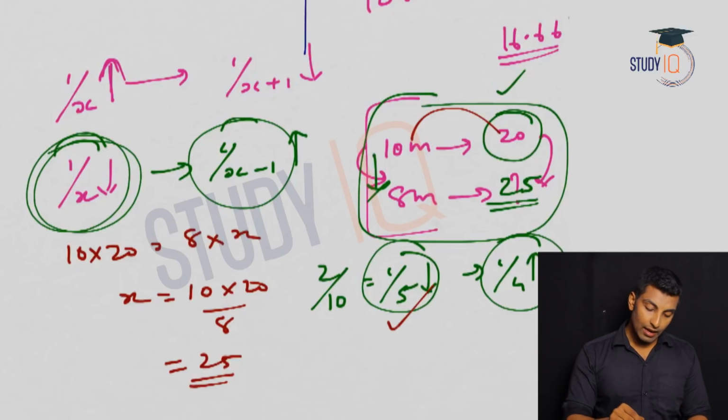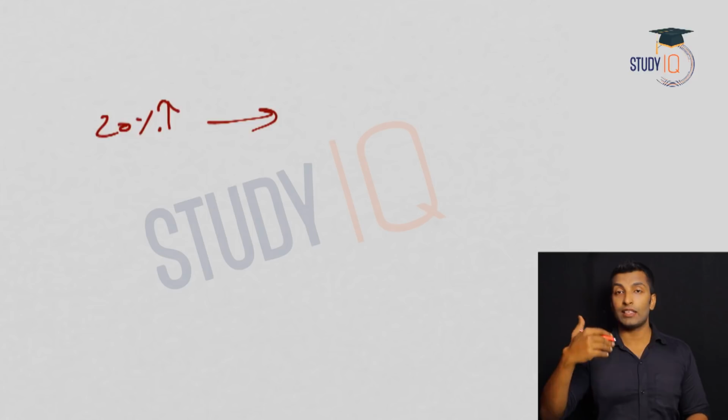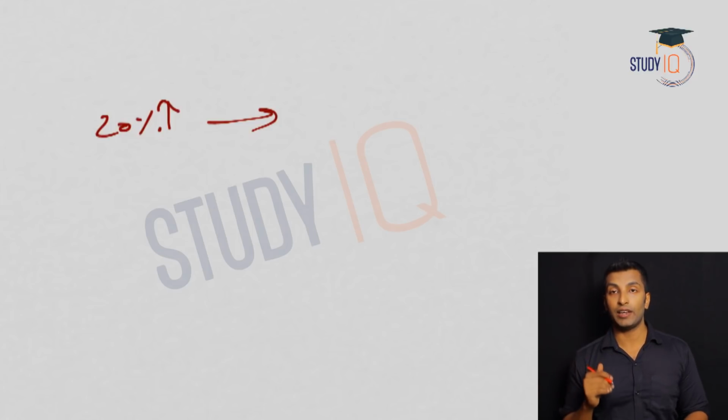For example, sugar rate was increased by 20%. What will be the reduction in consumption? You will get a question like this. Speed is increased by 20%. What will be the reduction in time taken? You will get a question like this. Method of solving the question remains the same.